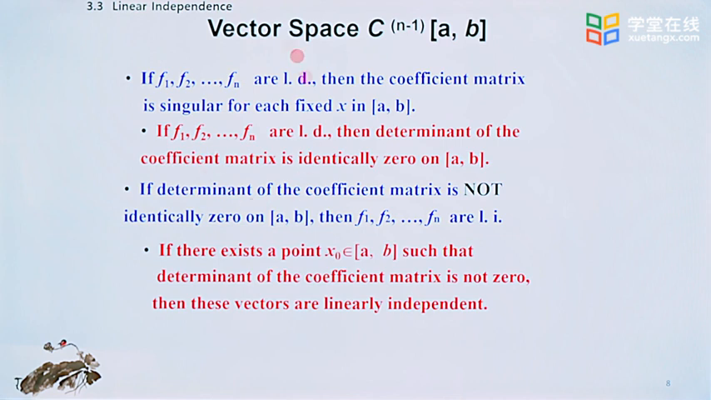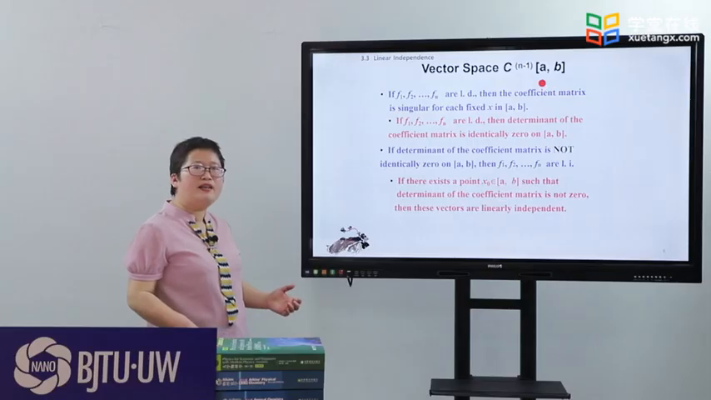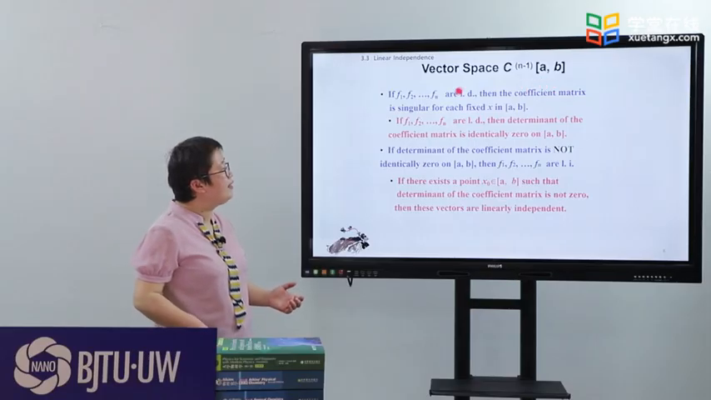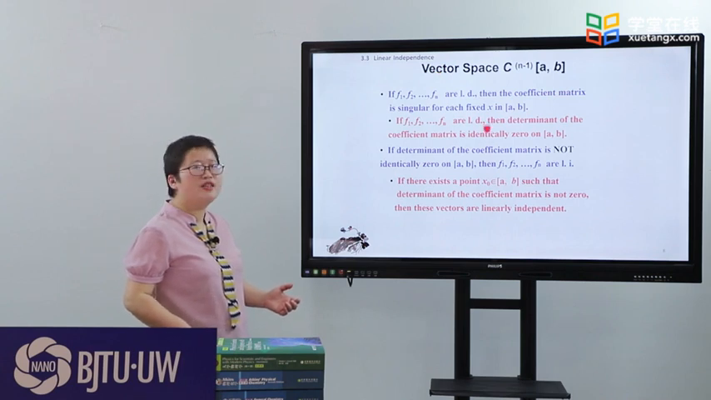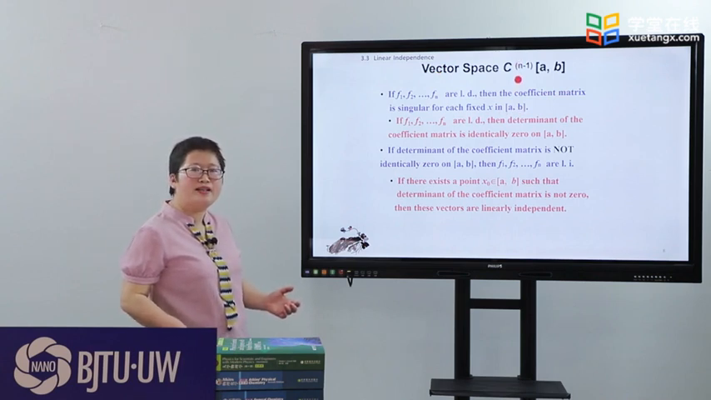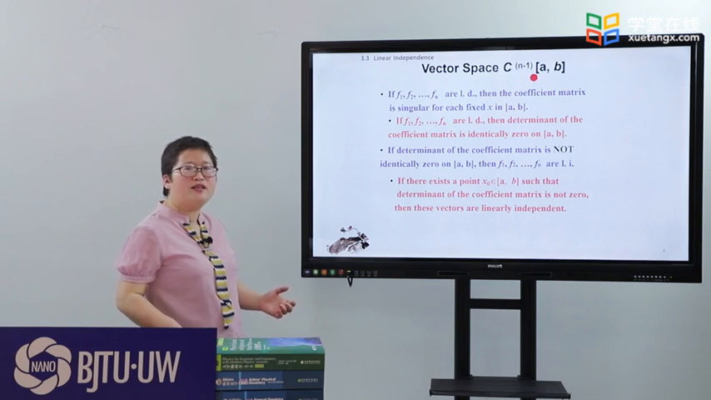Okay, now if f1, f2 till fn are linearly dependent, then the coefficient matrix is singular for each fixed x in the closed interval a to b. If f1, f2 till fn are linearly dependent, then the determinant of the coefficient matrix is identically 0 on this closed interval a to b. See? So if it's linearly dependent, you will find the determinant of the coefficient matrix with respect to any x on this closed interval is 0.